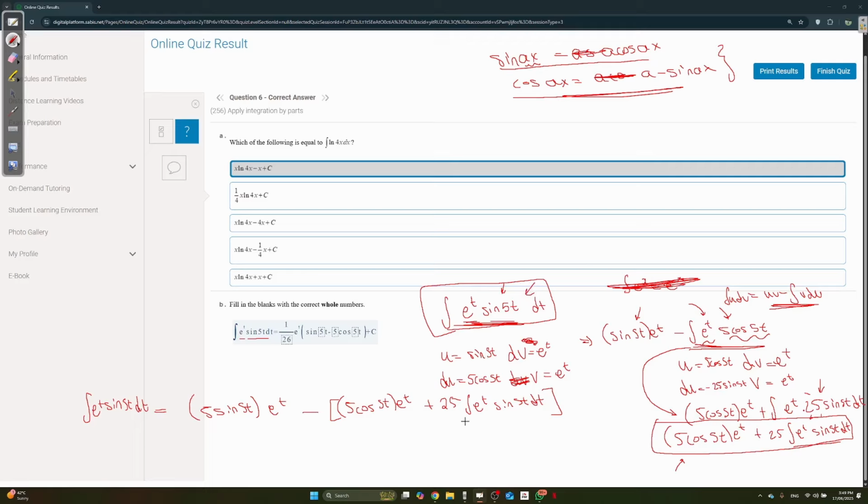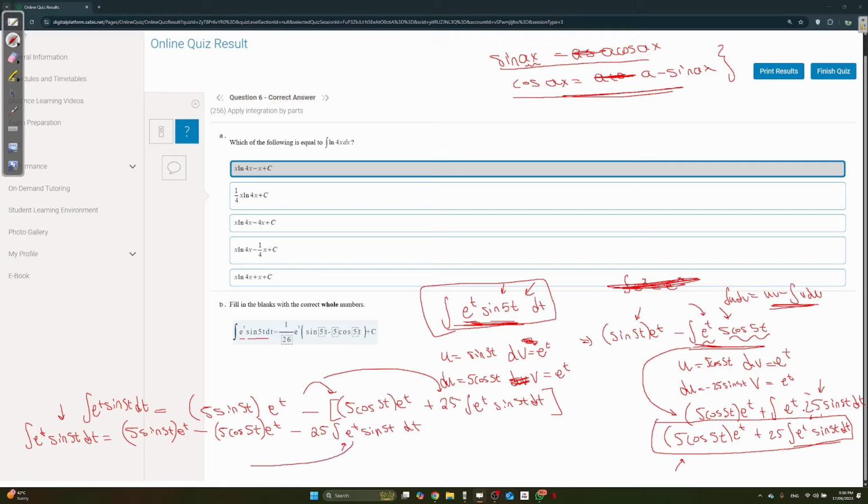So can't we kind of solve this as an equation? Yes, we can. Let me show you. Let's distribute the minus here. You're going to get integral e to the t sine 5t dt equals 5 sine 5t e to the t minus 5 cosine 5t e to the t minus 25 integral e to the t sine 5t dt. So I have integral e to the t sine 5t dt, and here I have minus 25 integral e to the t sine 5t dt.